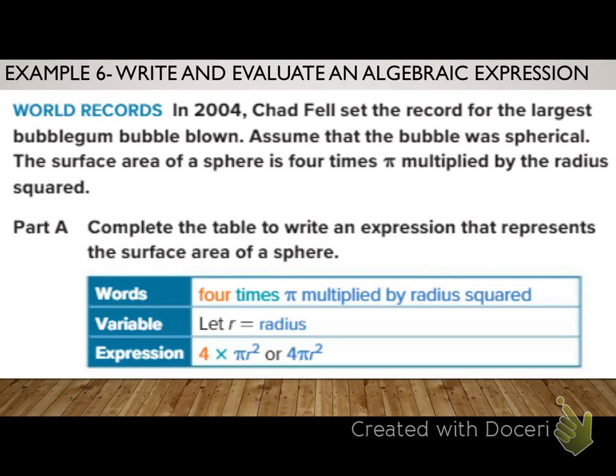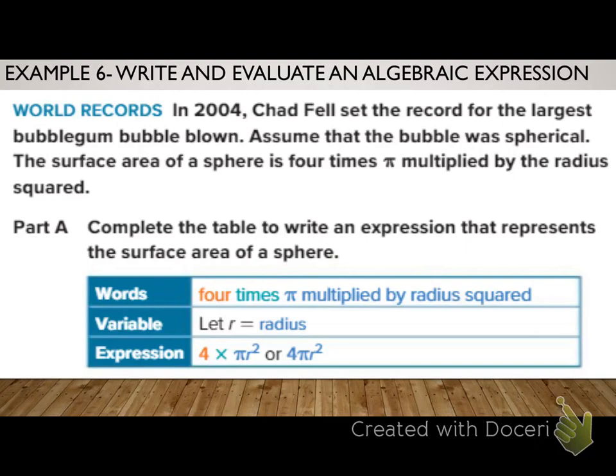Last example here. Another word problem for us. In 2004, Chad Fells set the record for the largest bubblegum bubble blown. Assume that the bubble was spherical. The surface area of a sphere is 4 times pi, that little symbol right there is pi, multiplied by the radius squared.